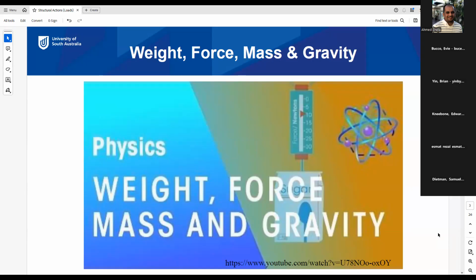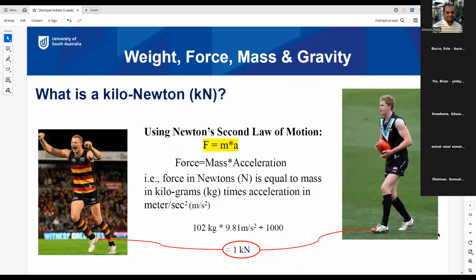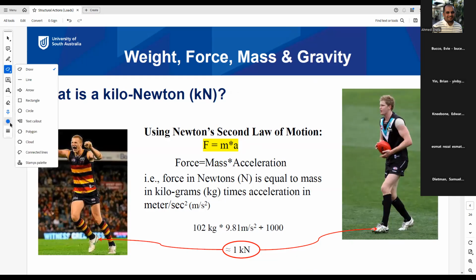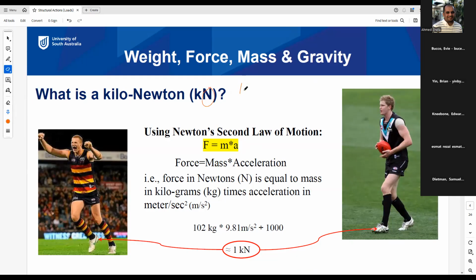Okay. So this just was a short video to explain the difference between the terms, and now we can have some example about that. So what is a kilonewton? We have Newton as a unit and kilonewton. Okay. So Newton and kilonewton are force units or weight units, not a mass unit.